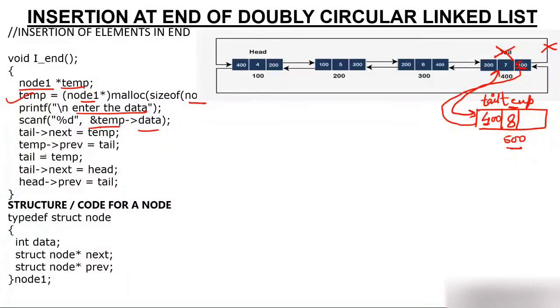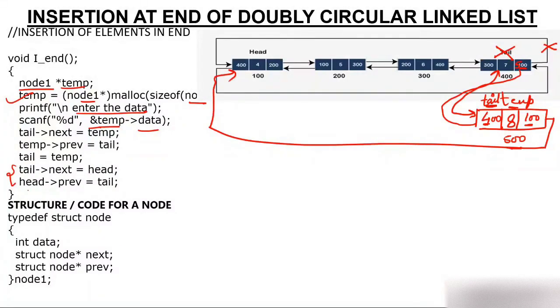And you know the last two lines are very important: tail next will have head. This node is tail, this is next, and it will have head. What is head? 100. So this node will keep the address of this node, and head previous will have the address of tail. Now tail is changed, so head previous will have tail. What is tail now? 500. So instead of 400, 500 will come. Now this will keep the address of this.